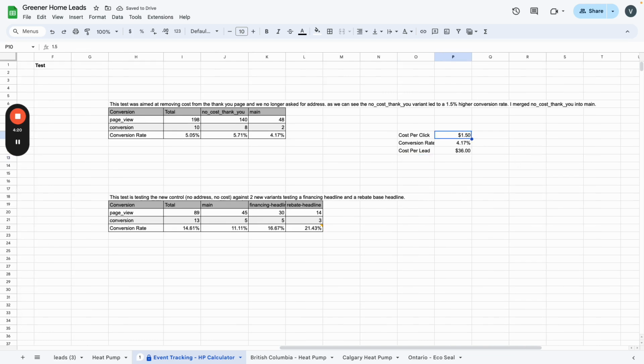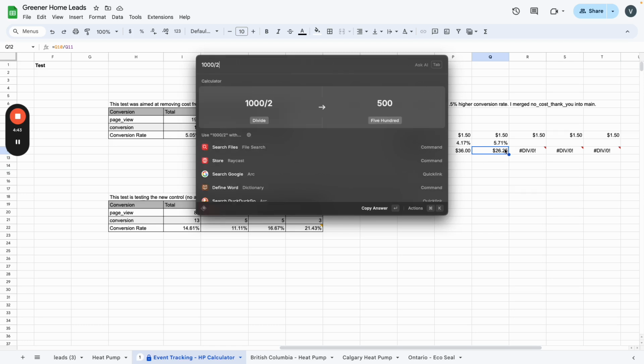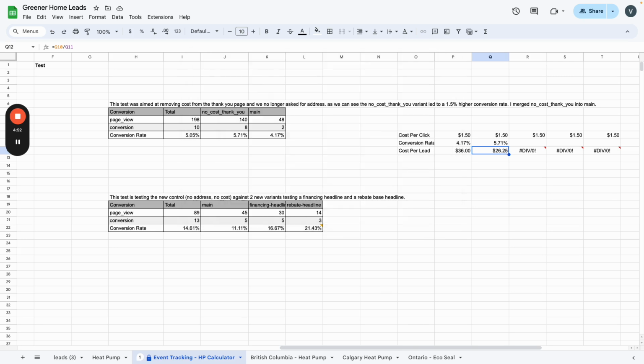And so I just want to show you how crazy this is as we scale this up. So that's for 4.17%. I want to do one here for 5.71 as well. And let me just drag this over so it auto-populates as we go. So that cuts the cost per lead from $36 to $26. So that means you're saving $10 per lead over 100 leads, right? Or let's say it's $1,000. Divide that by 26.25. That's 38 leads as opposed to what you would have previously had, which is 27. So it's 11 more leads in the door.